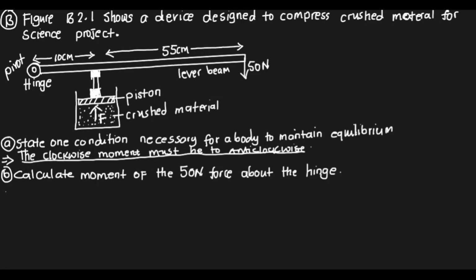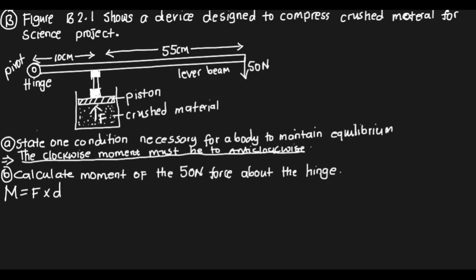So we know that the moment is equal to force multiplied by distance. So we have been given the force is 50 newtons. Now what is the distance? So let's look at this. So we have the 50 newtons from here up to, 55 up to here, and also from here up to here we have 10. Then are we going to use the 10 or 55, or are we supposed to add?